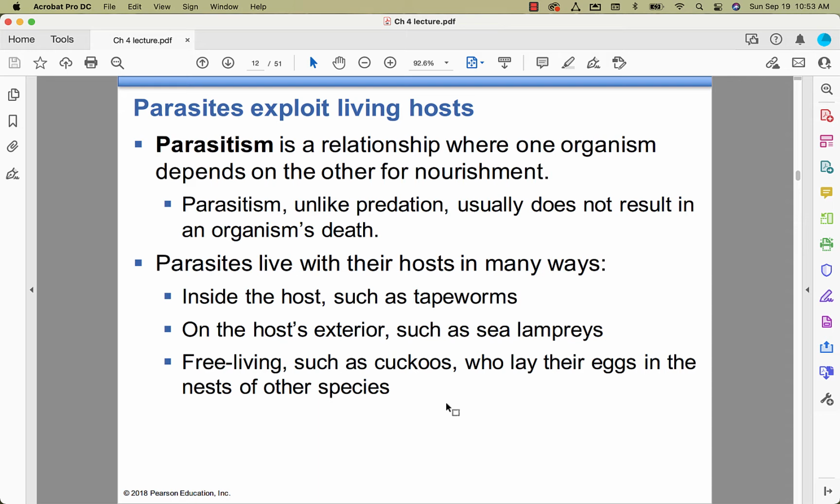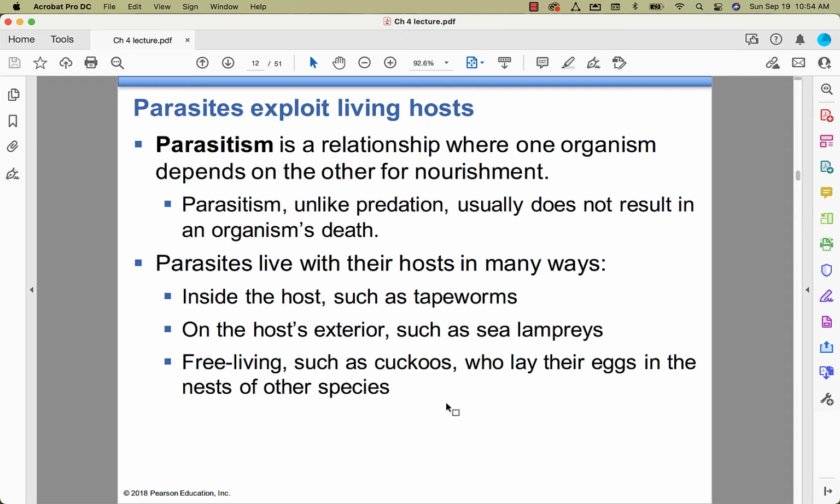So parasites can live inside, like a tapeworm. They can live on the outside, like a lamprey, or they can be free living. Cuckoos actually lay their eggs in the nests of other species, and that's considered parasitism. Brown-headed cowbirds and starlings do the same thing. So they'll lay their eggs in another bird's nest, and then the eggs are going to hatch. The mother bird and the father bird take care of the eggs, incubate the eggs.